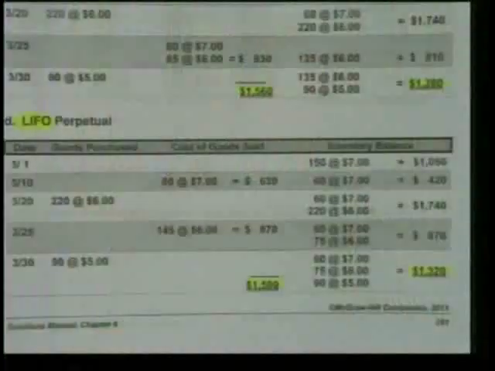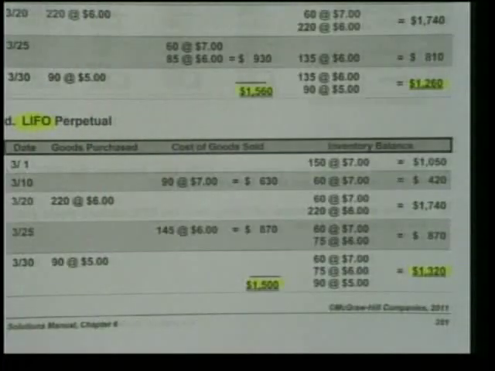And that's at the very bottom. Leave that up there if you would, cameras. The LIFO. The cost of goods sold is $1,500. The inventory balance is $1,320. Those add up to $2,820, don't they? Good way to check your answer. Any questions on that?